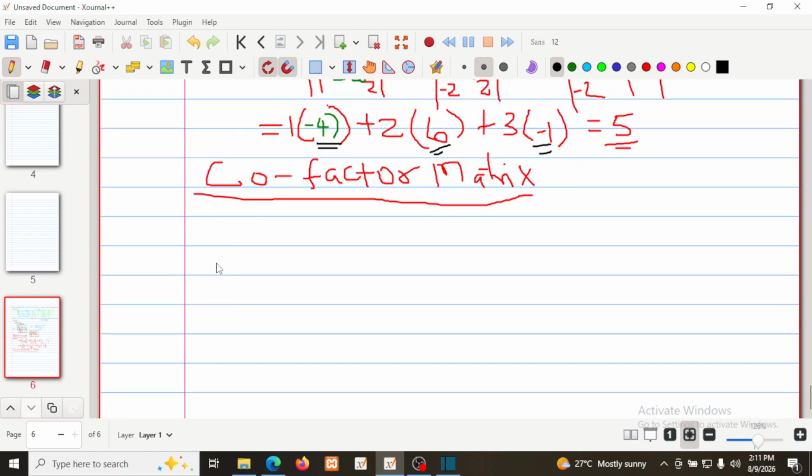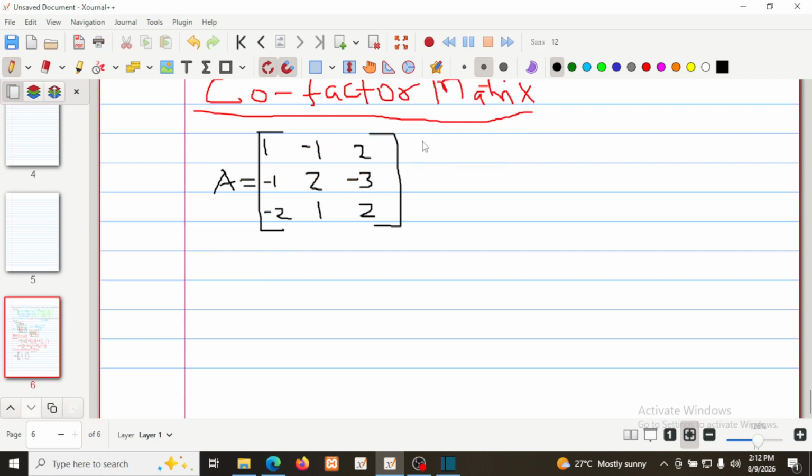Let me rewrite the matrix A here. So the matrix which we are referring to as A was 1, negative 1, 2, then negative 1, 2, negative 3, then negative 2, 1, and 2. So this is the matrix we are analyzing. So let's do for row number 1, let me use green.